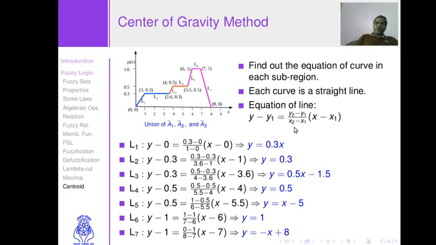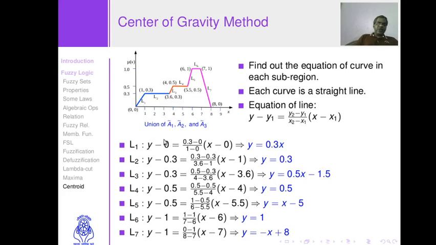Here x1, x2 are the coordinates at the x-axis, y1, y2 are the coordinates at the y-axis. So with the help of this standard equation, we can easily determine the equation for the curve. Here we have 7 lines: L1, L2, L3, L4, L5, L6 and L7. For all the 7 lines we can easily determine the equation because we have endpoints available with us.